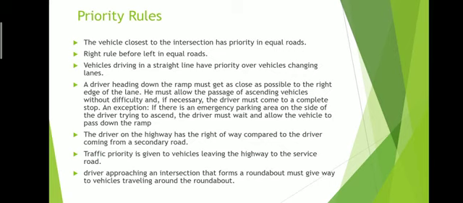A car going in the straight direction will always have more priority. A person who is going down always has to give way to vehicles going up. A person on the highway has more priority, and a vehicle inside the roundabout has more priority than a vehicle which is outside the roundabout.